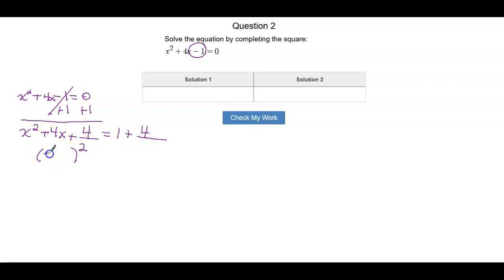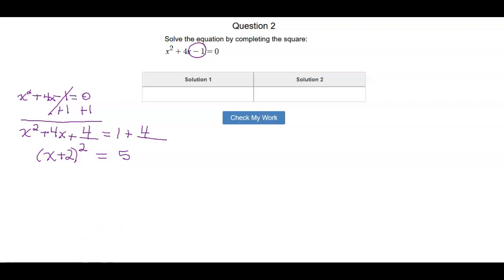So this side is just going to be x plus 2 squared. So this plus 2 is coming from half of this number right here. So the sign has to stay the same, and this number is just getting cut in half to get this one right here. And it's equal to whatever 1 plus 4 is, which is 5 in this case.